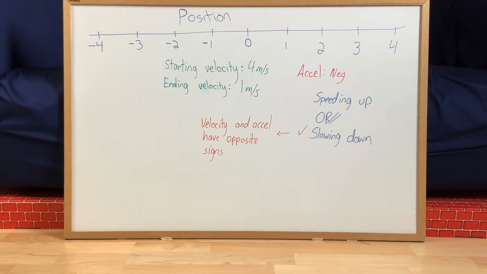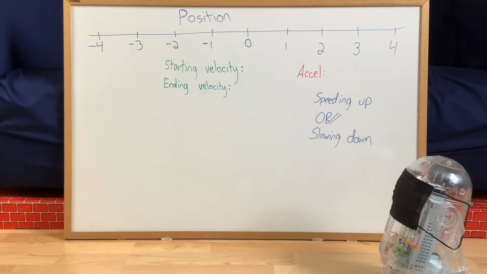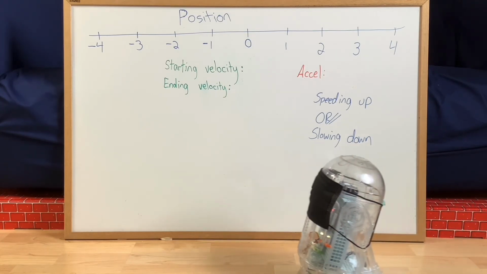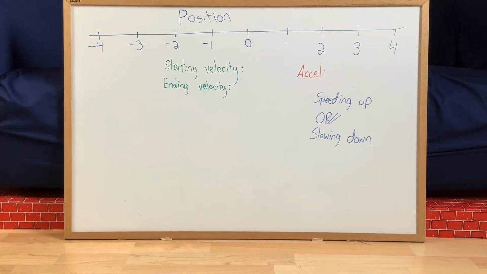Let's now look at another example where velocity is changing. In this case, R2 is going to roll from right to left. Once again, think about starting and ending velocities. I think it's pretty clear that his starting speed was low, and his ending speed was high. But those velocities are going to be negative because he was moving leftward.